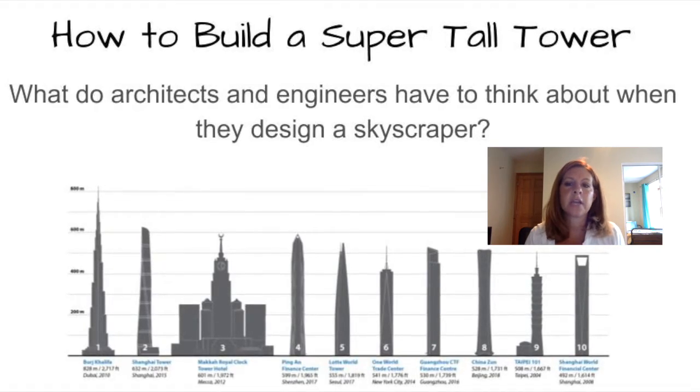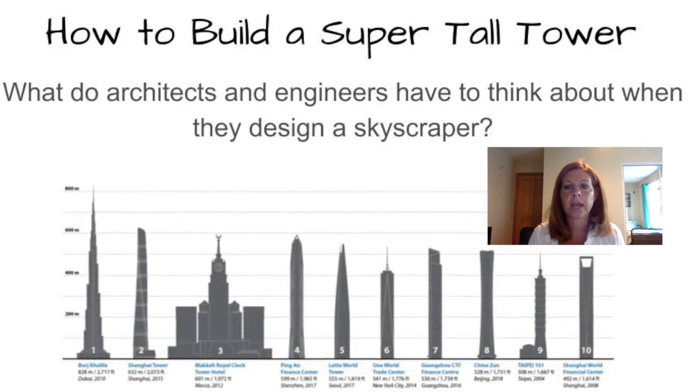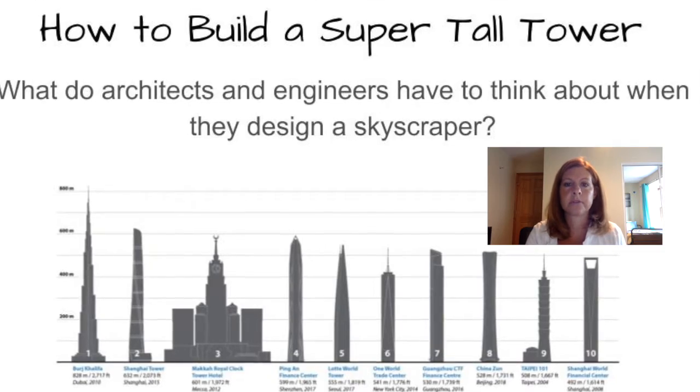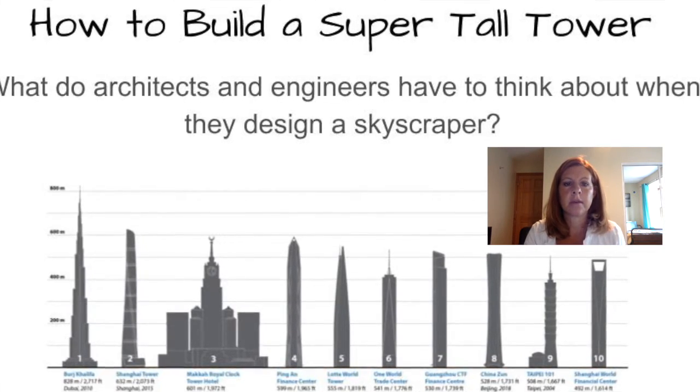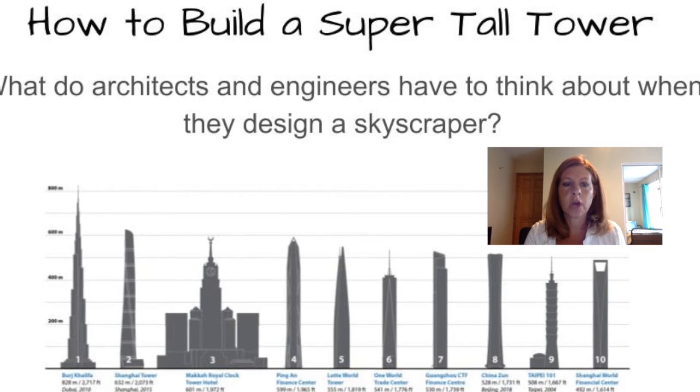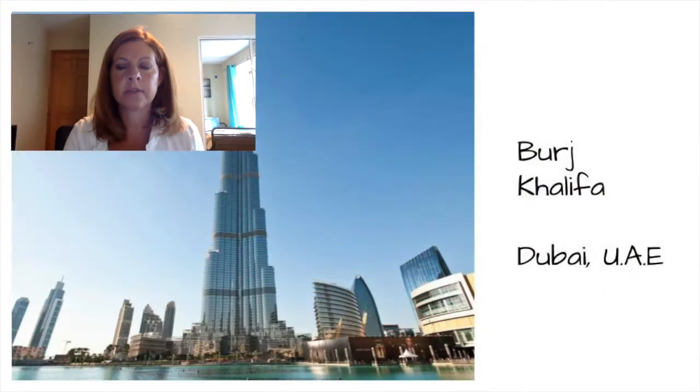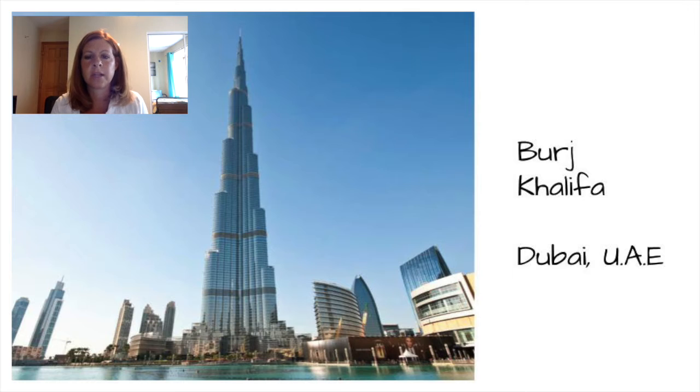what architects and engineers had to think about as they were designing these skyscrapers. So let's take a look at these different buildings. So the tallest building in the world is called the Burj Khalifa, and I'm actually not going to talk a lot as I go through these different pictures. I'm just going to let you take a look at them.